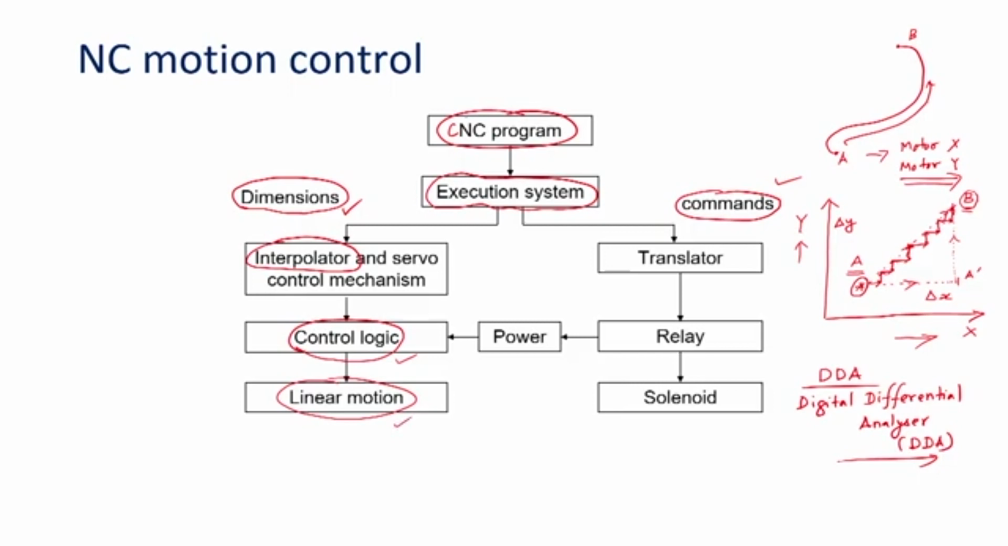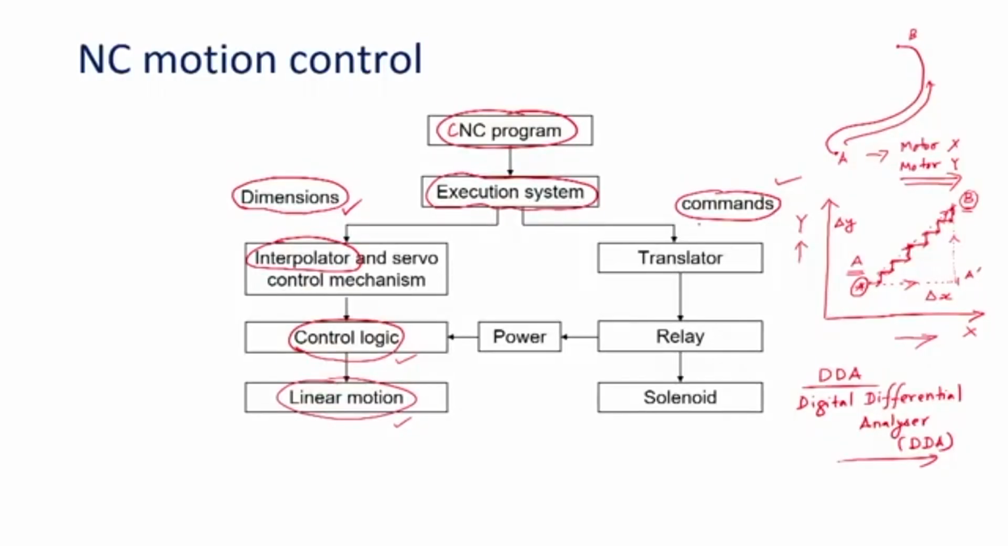Now, let us see how to classify the numerical control. So, numerical control is classified based upon the motion control. So, here we can have PTP, that is point to point, or we can go for the continuous path or the contouring.